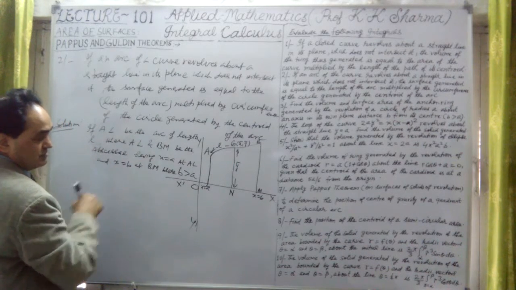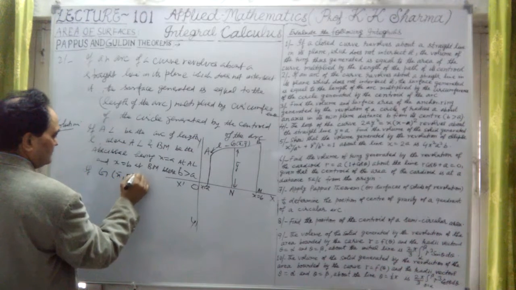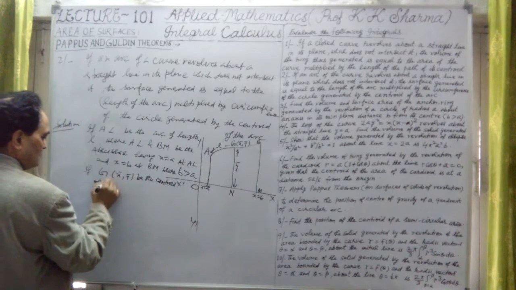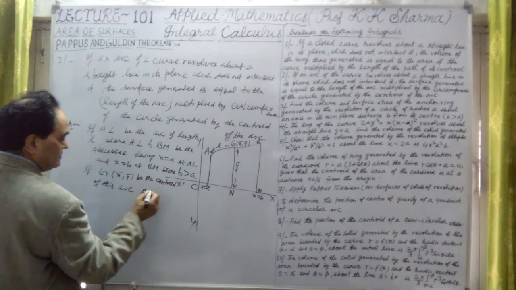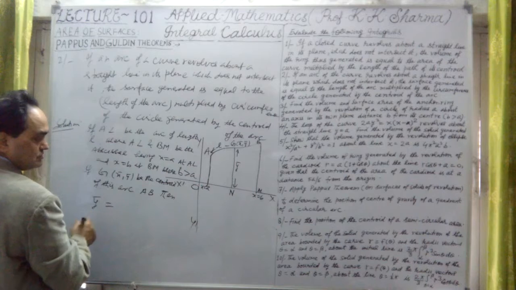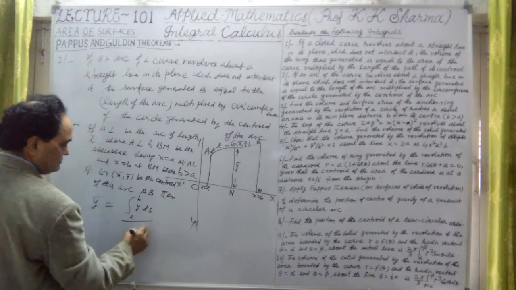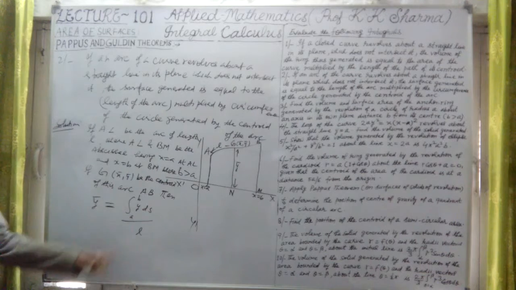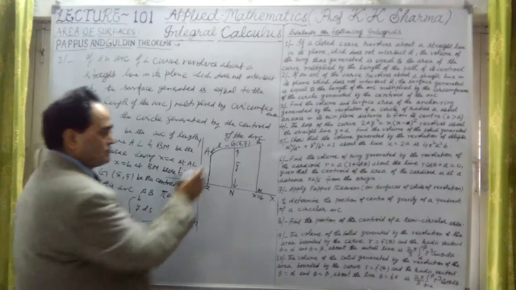what the centroid of an arc is. G is the centroid we have taken. If G (x bar, y bar) is the centroid of this arc AB, then from the centroid formula, y bar is equal to the integral of y ds, limits A to B, upon L. Here y is the y coordinate of any point P.